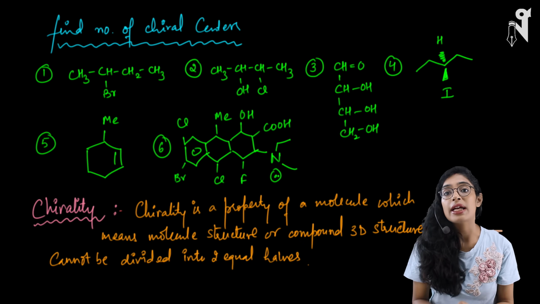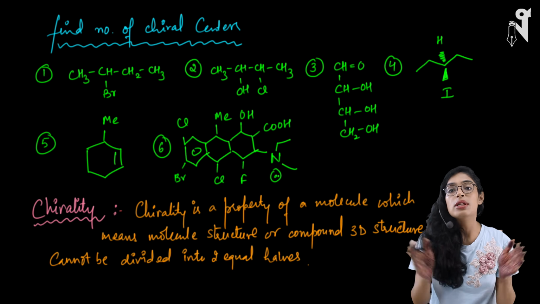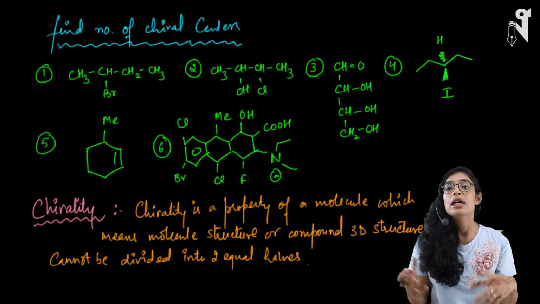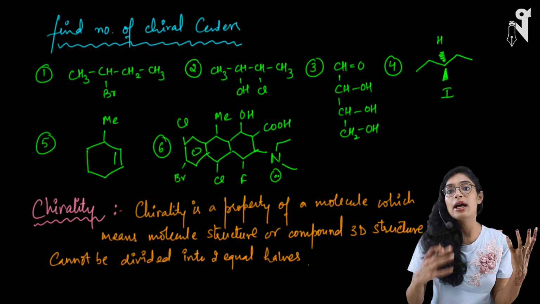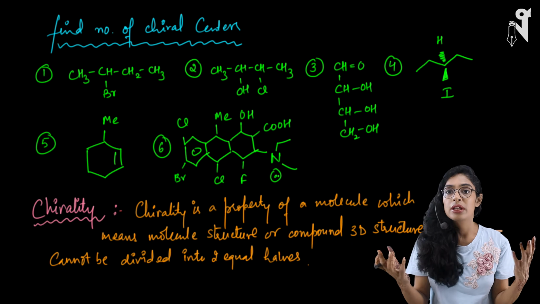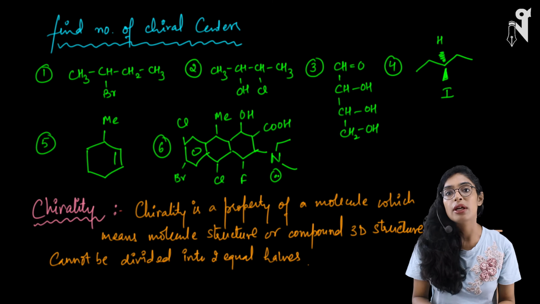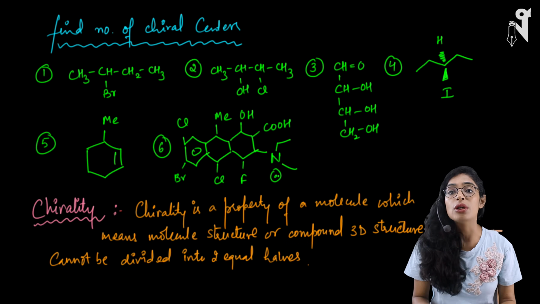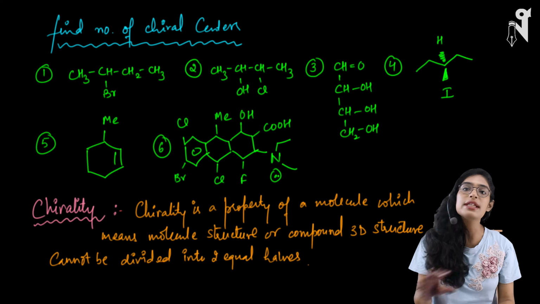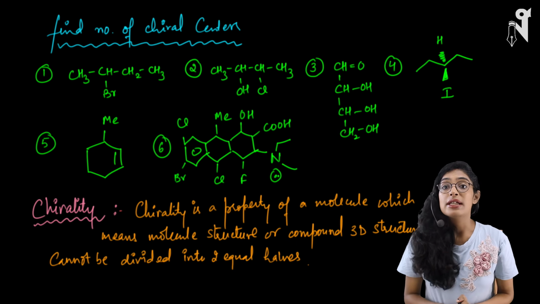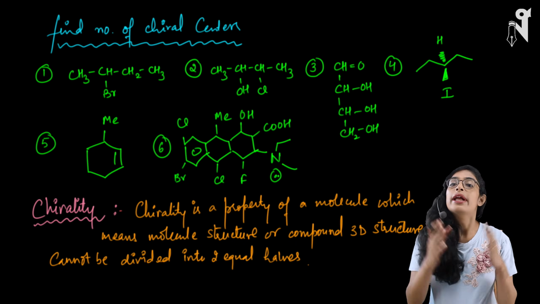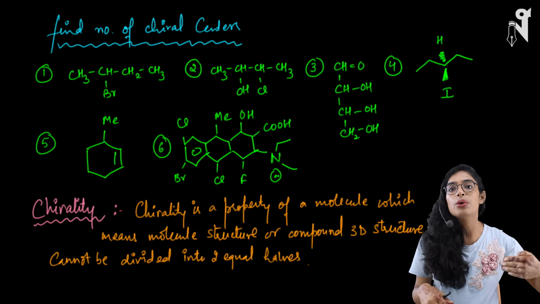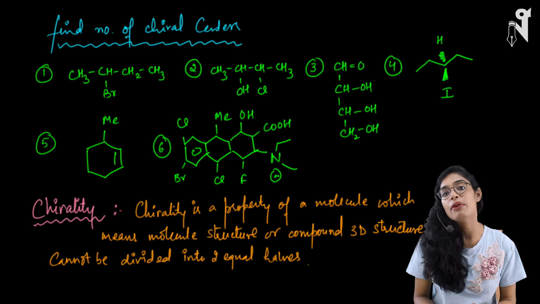Today we'll be understanding chirality, and that is a different concept than chiral center. So you cannot mix up chirality and chiral center. Chirality is something else and chiral center is something else. They don't have a relation between them. So what exactly is chirality? Chirality is the property of a molecule or any substance which, if we try to divide it into two equal halves, cannot be divided into two equal halves.